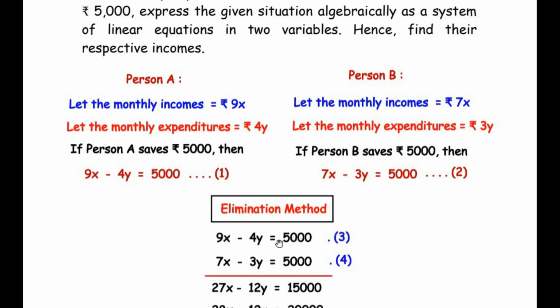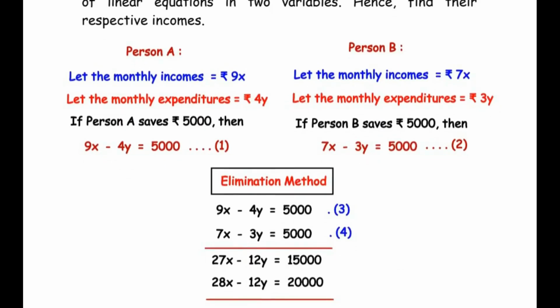And the second equation, again I am going to multiply by the coefficient of y from the first equation, so the second equation gets multiplied by 4. Now we multiply the first equation with 3. So 3 times 9x gives us 27x, and 3 times minus 4y gives us minus 12y is equal to 3 times 5,000, which gives us 15,000. Now let us multiply the second equation with 4. So 4 times 7x gives us 28x, and 4 times minus 3y gives us minus 12y is equal to 4 times 5,000, which gives us 20,000.